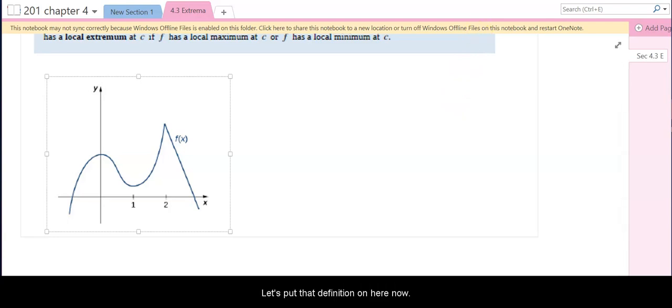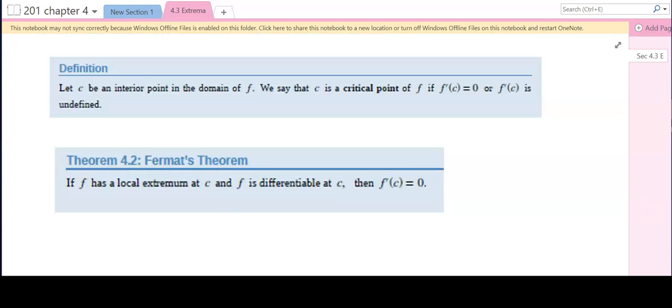Let's put that definition on here now. We now have the definition of what a critical point is on the graph. Provided that c is an interior point in the domain of f, meaning it's not at the endpoint of a closed interval, then c will be a critical point of the function if the derivative is 0 there or if the derivative is undefined. This will include the tops of our hills, the bottoms of our valleys, our corners, and our cusps. However, it does include more than that.